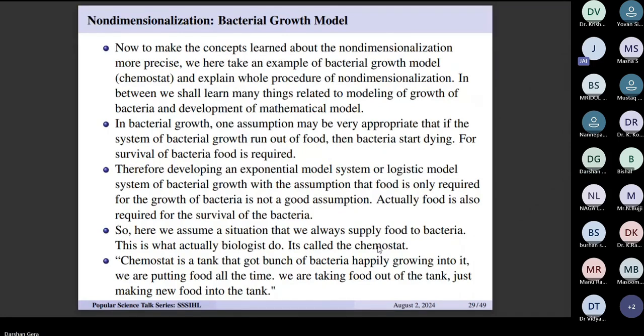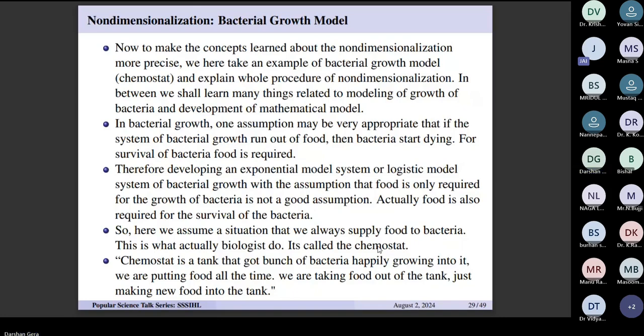Now, to make things very clear and to learn rigorously how to non-dimensionalize any given model, we are going to take a bacterial growth model. By the non-dimensionalization of this model, we will try to learn how the parameters are converted into the new parameters, which are dimensionless, and how you get the new variables. And in the process, you will also learn many things related to the modeling of this kind of system.